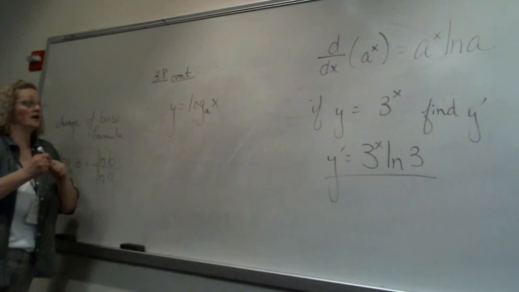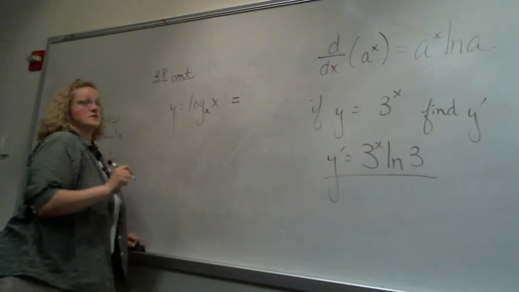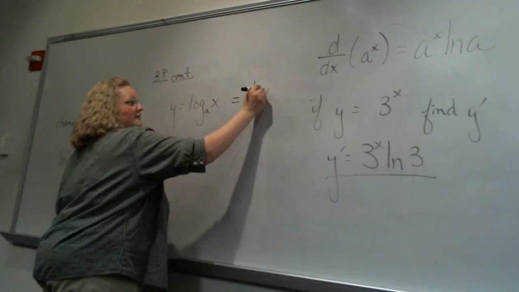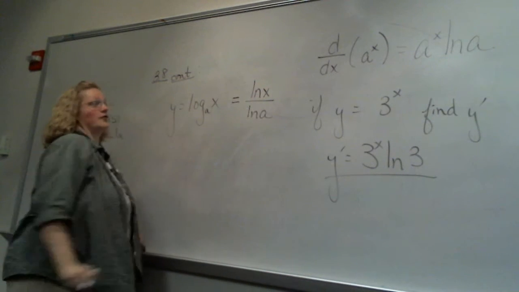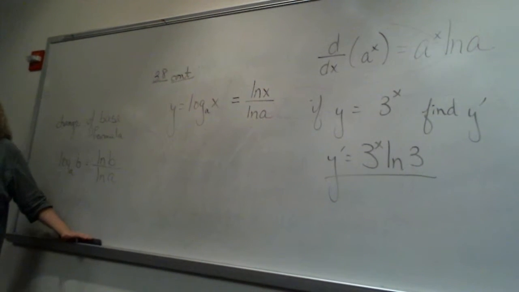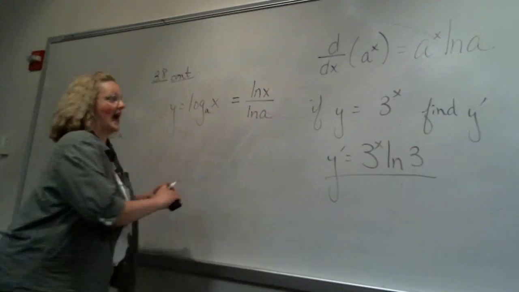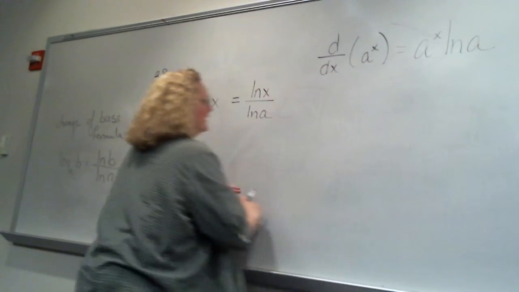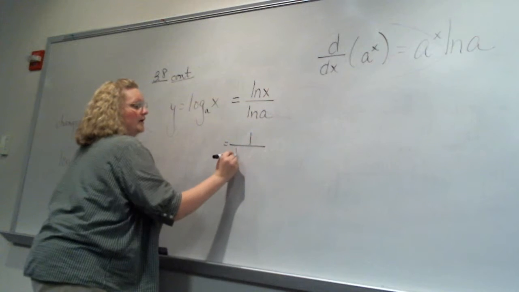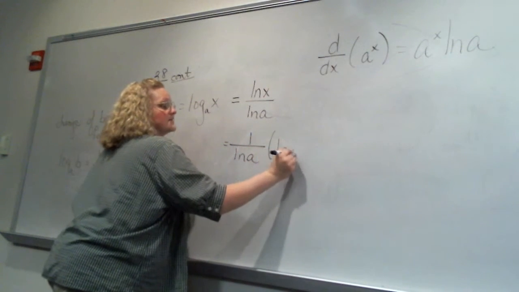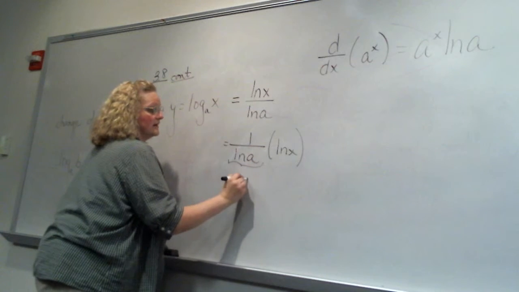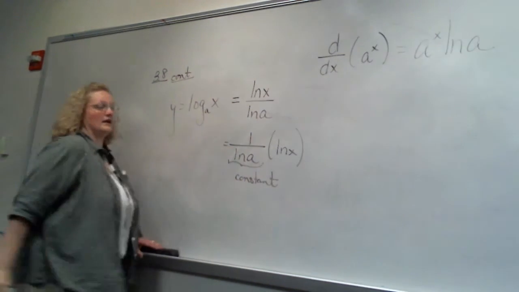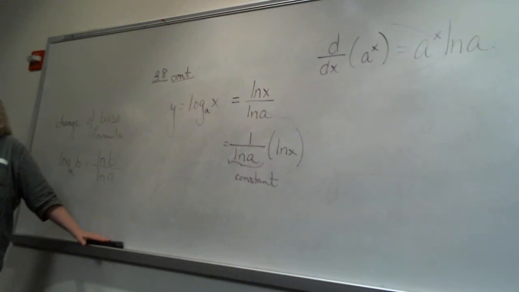Okay, so now over here, I can actually rewrite this function as what? The natural log of x over the natural log of a. And a is just a real number, right? It's the base of my logarithm. Maybe it's log base 2, maybe it's log base 2/3. Doesn't matter. That a is just some real number, which means that this is really the same thing as 1 over the natural log of a times the natural log of x. This is a constant. And if I want to take its derivative, 0.